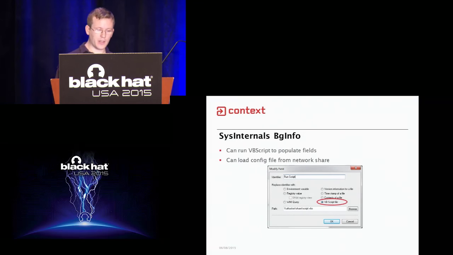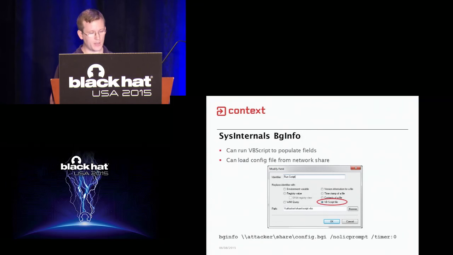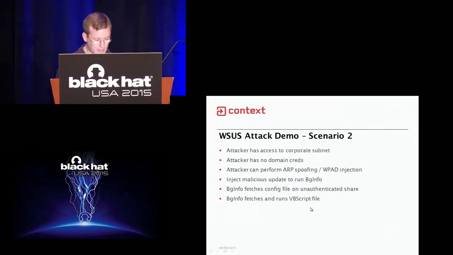And also, the other important thing is we can load the config file, so you can create a BGinfo config file. We can load it from a network share. So this is the kind of thing we want to run. We want to run BGinfo. We're going to specify an unauthenticated share hosted on an attacker VM. And we're going to set it to run this file and launch our VB script. Okay, so demo two time.